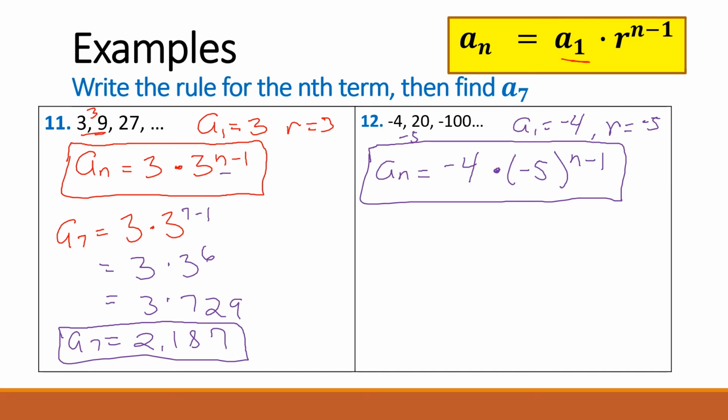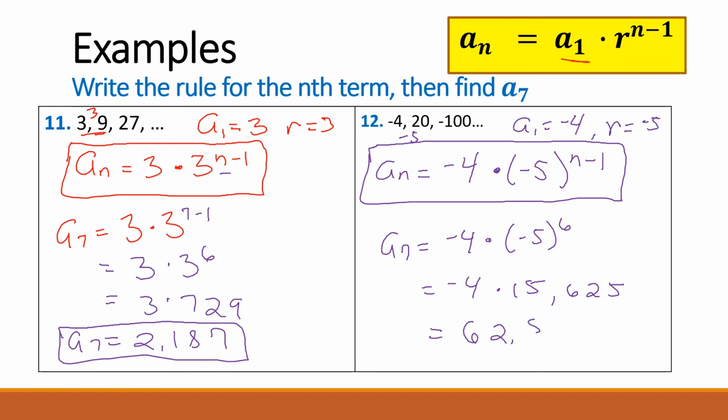And I want to find the 7th term. So plugging in 7 for n. I'm just going to go ahead and do 7 minus 1. It's going to give us 6, right? -4 times, so -5 to the 6th power. That is 15,625. Leaving that in my calculator, I'm just going to multiply by -4. And so that gives me 62,500. So my 7th term for this sequence is 62,500.